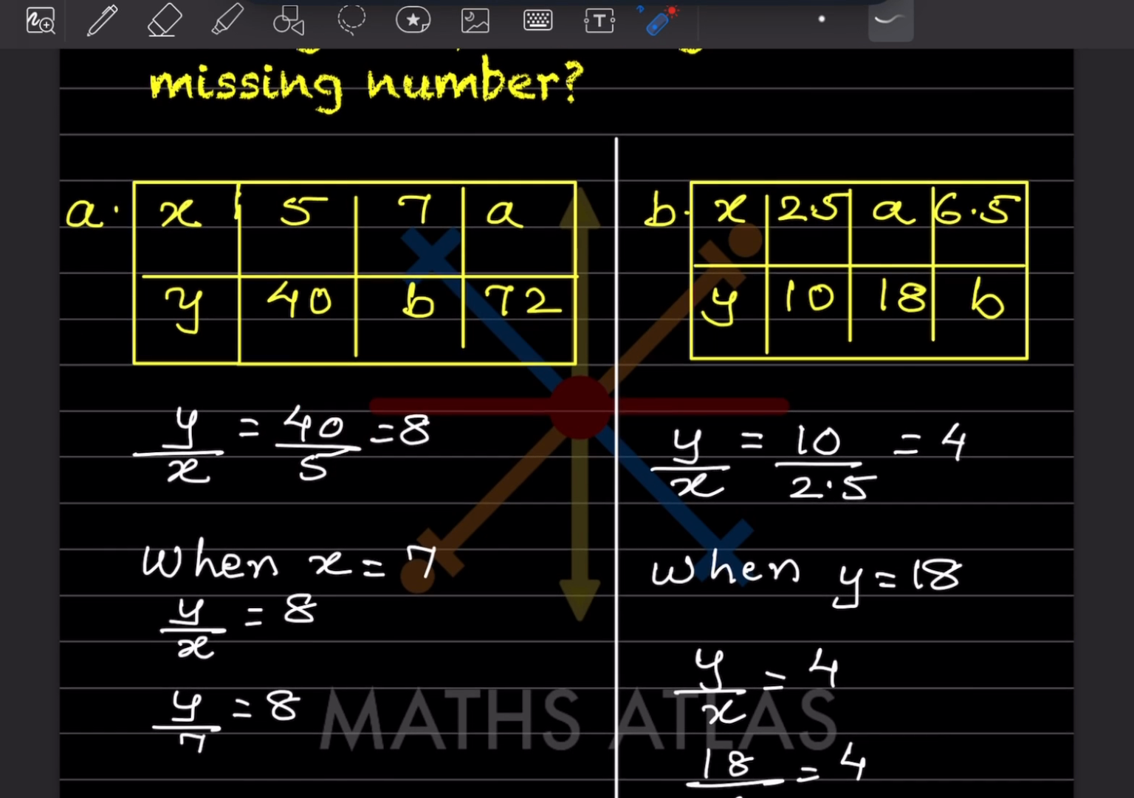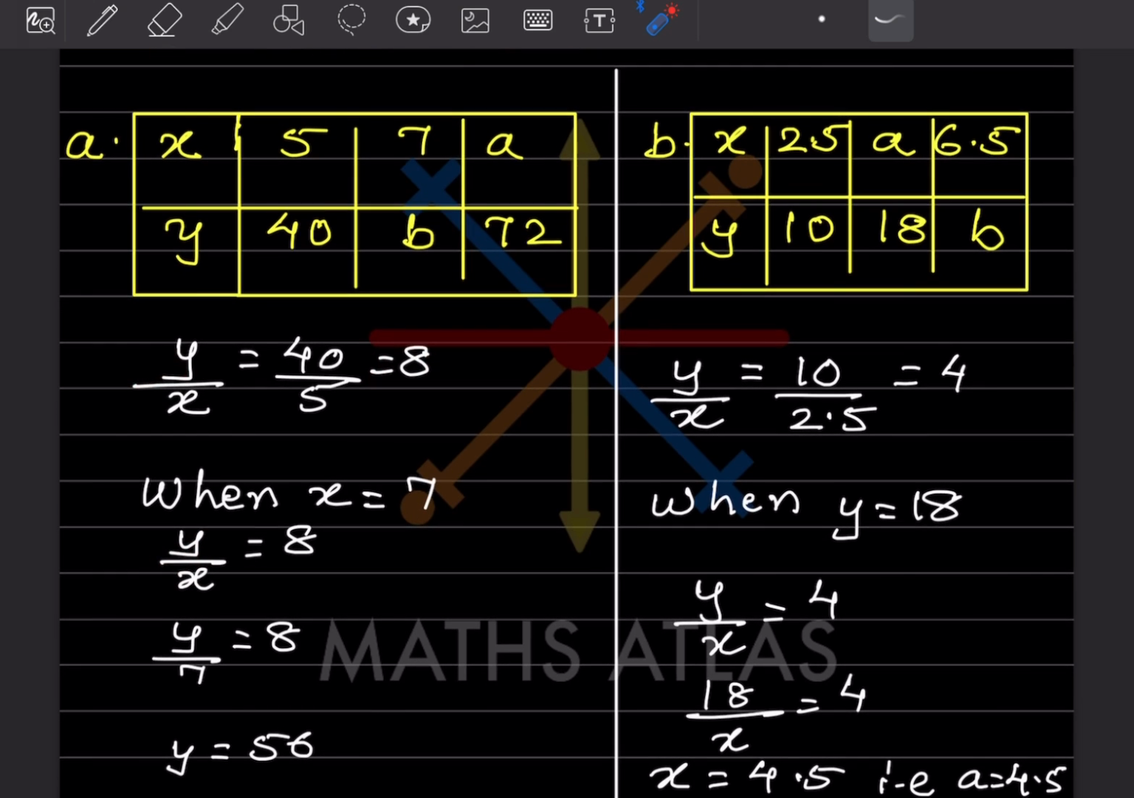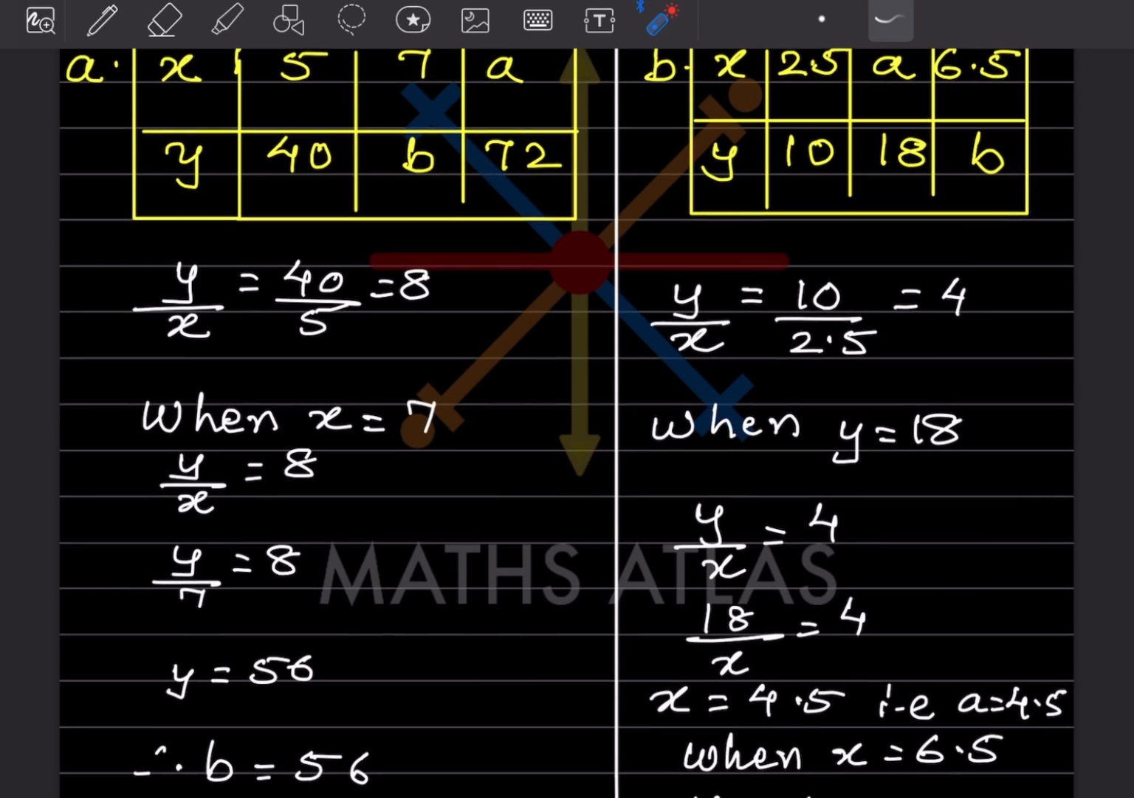Now we want the value of b. The value of x is 7. When x is 7, we put it in y by x is 8. We don't know y because that is b. So y by 7 is 8, so y is going to be 56. If y is 56, that means b is 56.